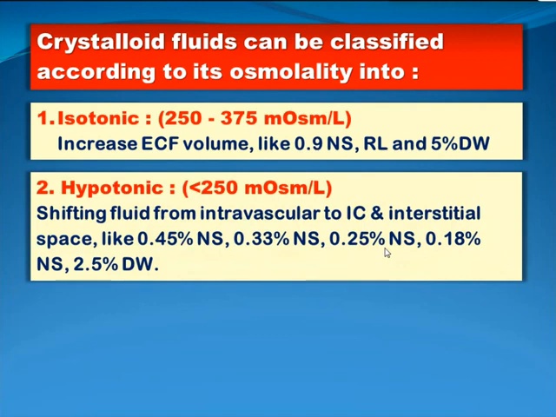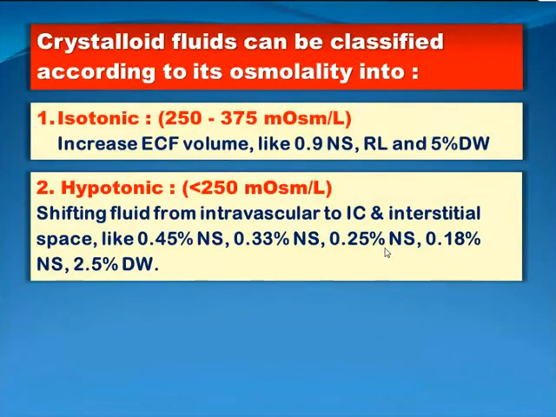hypotonic. Here, from its name, the tonicity or the osmolarity is much less than that of the plasma. So it is less than 250 milliosmoles per liter. And because it is hypotonic, with a decrease in its osmolarity, this will necessitate a shifting of fluid from the intravascular to the intracellular and interstitial space. Because, you know, the aim is to keep the osmotic pressure balanced between the two compartments. So there will be shifting from the extracellular or intravascular to the intracellular.